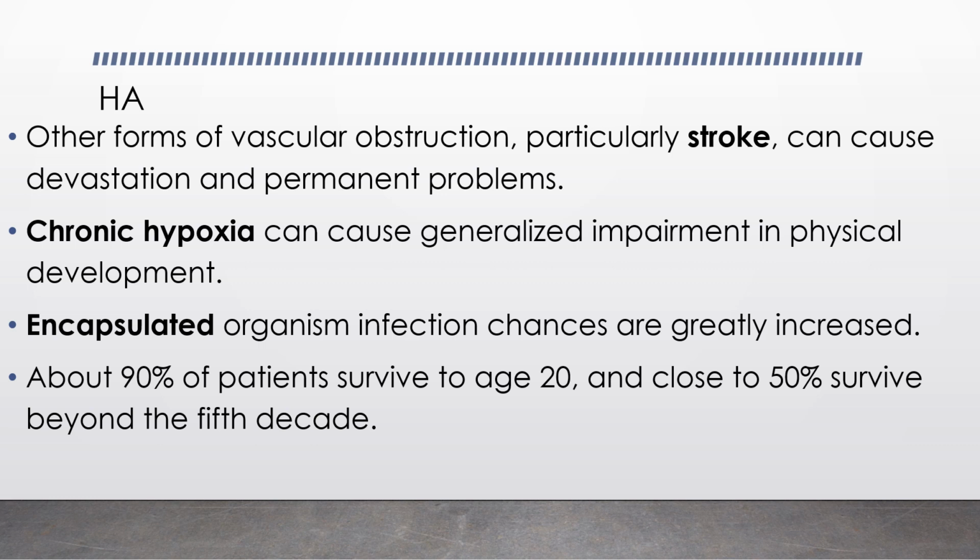Other problems: vascular obstruction and strokes may be seen, that is, ischemia or hemorrhage from thrombosis or hemorrhage in the CNS. Once that happens, it will leave behind more or less permanent damage. Motor impairment is seen. Encapsulated organism infections increase because of loss of the spleen. 90% of patients survive to age 20, and close to 50% survive beyond the fifth decade. So none of them reach the normal span of life, and this is with all the best management that can be offered.